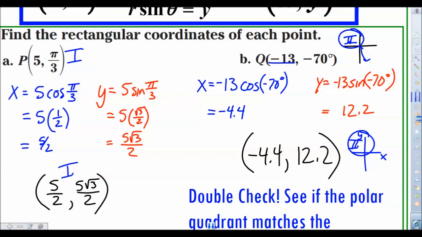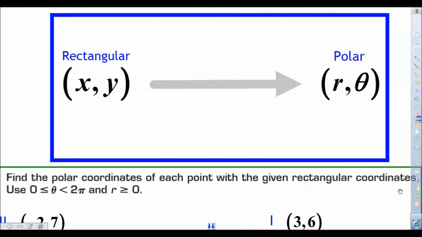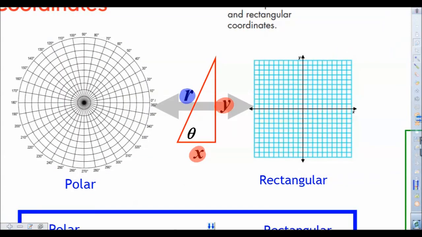Alright, let's try and go in the other direction now. If we were going to go from rectangular to polar, getting the r and the theta individually is really pretty simple too. Understand that if you're given x and y, you're given two sides of a right triangle. Remember, r was the hypotenuse in that right triangle. So to find the hypotenuse, x squared plus y squared equals r squared, Pythagorean theorem.